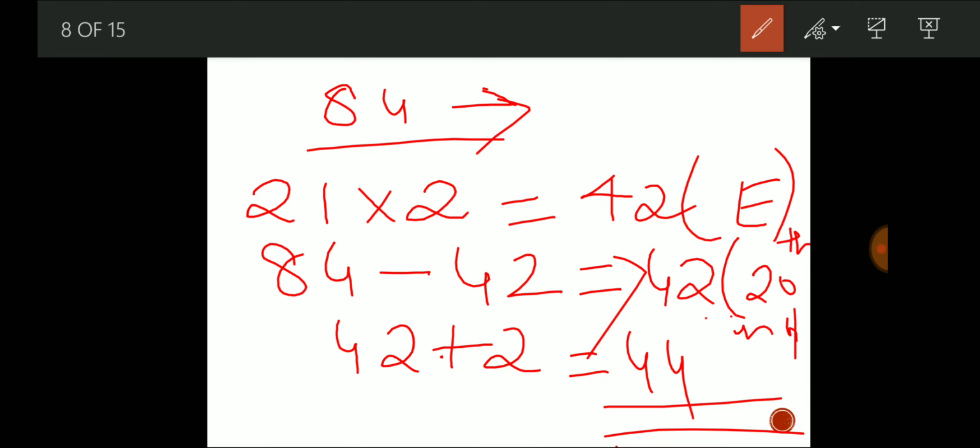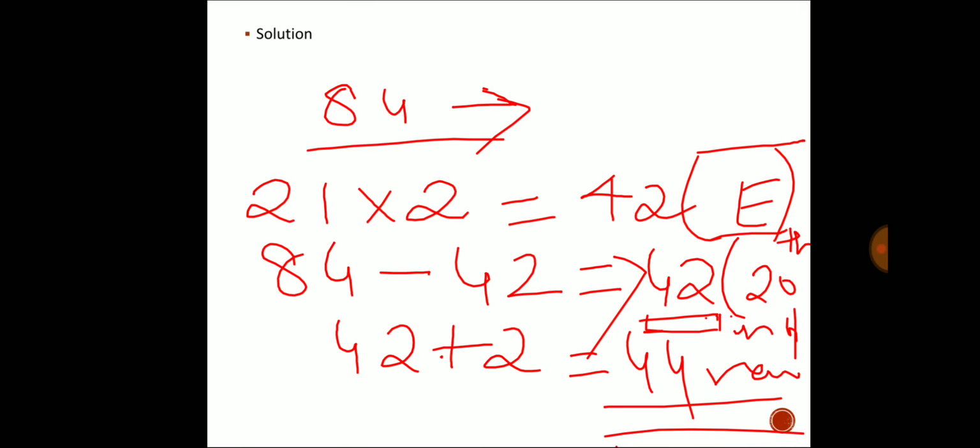So 2 into 21 is nothing but 42. So that 42 is becoming extra, which means from 84, when you remove that 42, that would have been his old average, which is 42. And the new average is going to be that 2 extra. So 42 plus 2 is 44. This is the new average. A very simple technique. So let's get started with the next question.